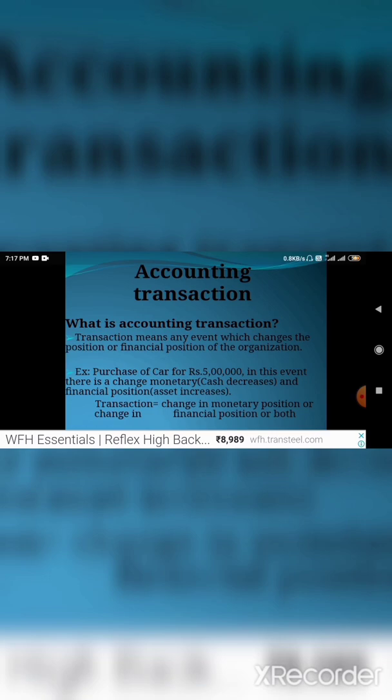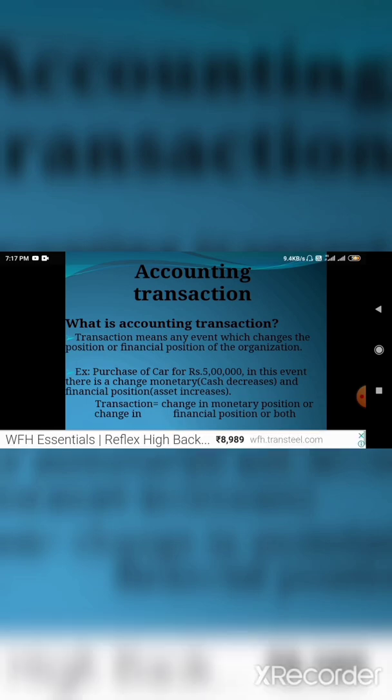There are different organizations in the world like schools, colleges, universities and offices. In offices, money is used for salaries for the employees, and in schools, it is used for university fees. They have given a simple example: purchase of a car for 5 lakh rupees. In this event there is a change in monetary position, that means cash decreases, and in financial position the asset increases.